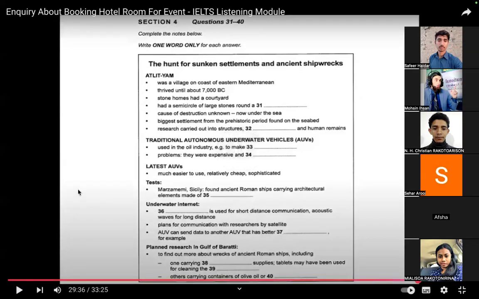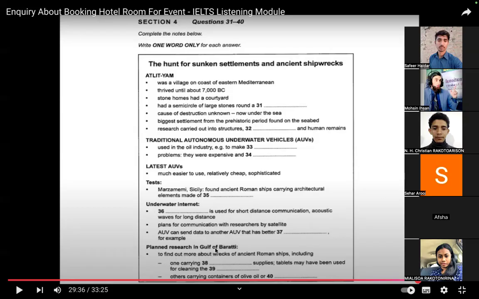Did you catch? 36. Satellite. Lights. Yeah, 37. Lights. Satellite. No, 37 is a better one. Perceptions. They mentioned super, super kind of word. Super cameras. And how can AUVs have perceptions? They're not humans. The objects, products, can send data to another AUV that has better cameras.